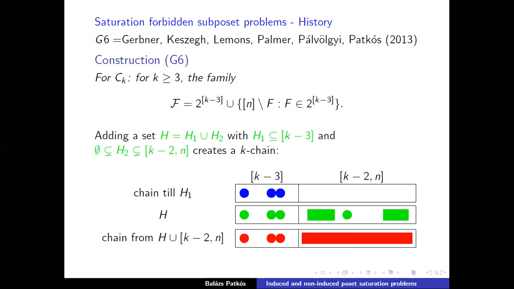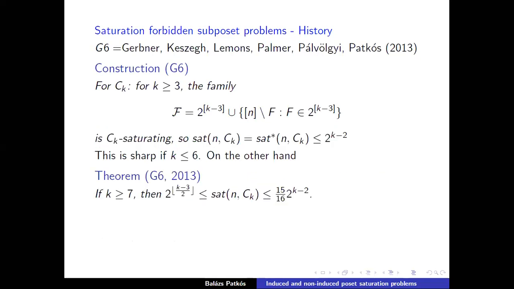Okay, so this shows that for the k chain, the saturation number is independent of n, or there is an upper bound that doesn't depend on n. So how sharp is this construction? Well, as long as k is not more than 6, then this is the truth. But even the 6 of us were able to show a slightly better construction for larger k's. We obtained a better construction by a ratio of 15/16.